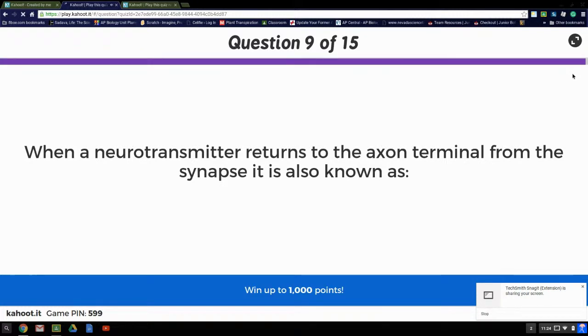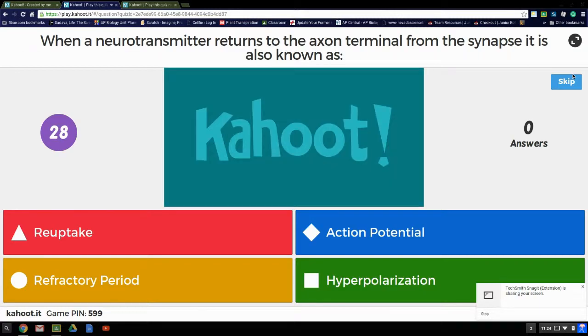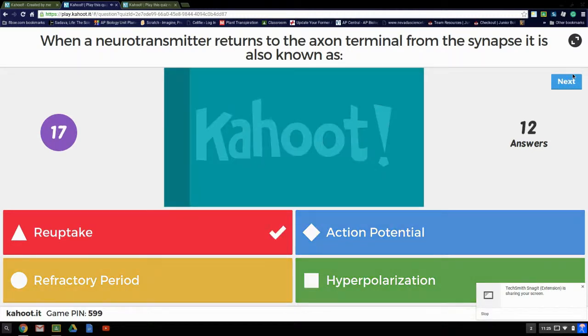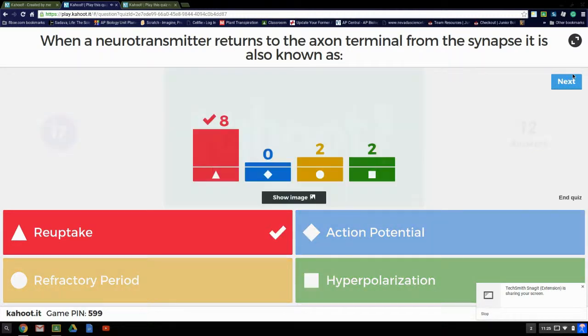So we can degrade neurotransmitters by enzymes, or this can happen to take our neurotransmitters out of a synapse. Yes. Reuptake.